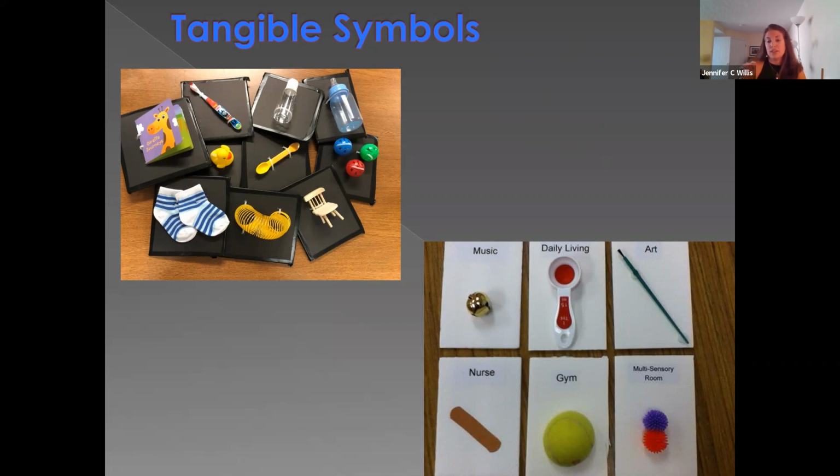Like you see down in the bottom right, for the multi-sensory room, they've picked these two pom-poms, which hopefully are tangibly different for the child than the other objects that they have on their schedule, so that it's still easily recognizable. And again, it's that repetition and that pairing that's going to help teach that child what that symbol represents.